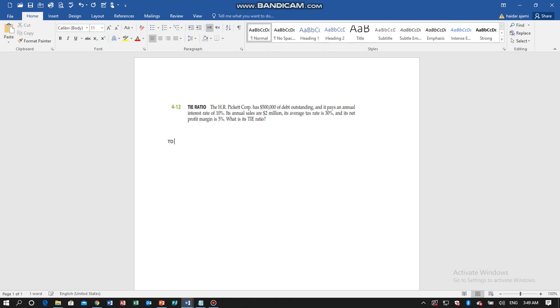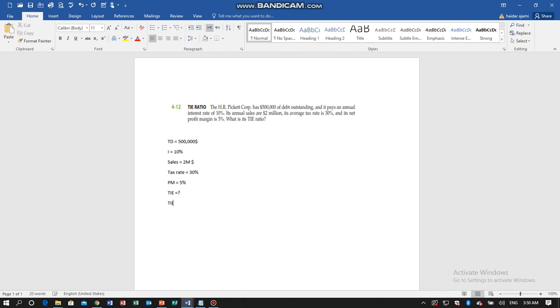So the total debt is equal to $500,000. The interest rate I equals 10%. Annual sales is equal to $2 million, and the tax rate is equal to 30%. The profit margin is equal to 5%. We need to calculate the times interest earned ratio.